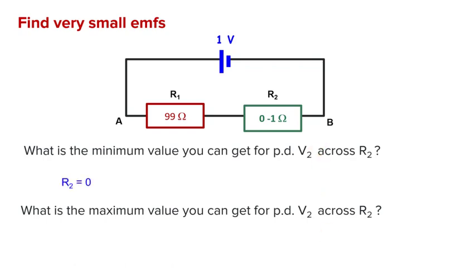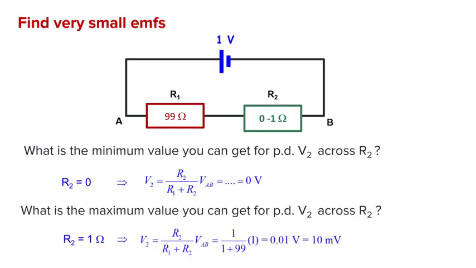The minimum value of V2 occurs when R2 is 0. Hence, V2 is also 0. The maximum value of V2 occurs at the maximum value of R2, that is 1 ohm. Hence, V2 is equal to R2 over R1 plus R2 times VB. And that gives us 1 over 1 plus 99 times 1. And that works out to be 0.01 volts, which is 10 millivolts.